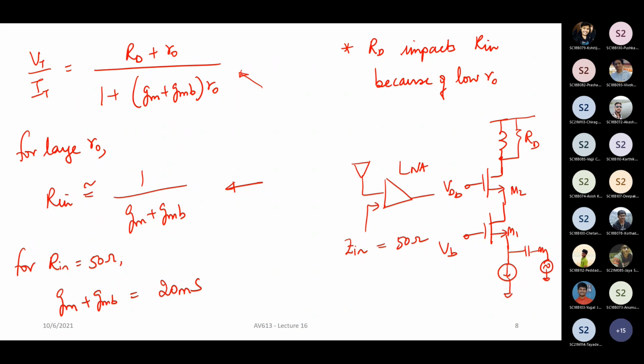Nevertheless, whichever way you look at it, you can mathematically also prove it by drawing the small signal equivalent circuit and then deriving the input impedance. You will see that it can be very well approximated to 1 by GM plus GMB. But you're right that if you don't have this M2, then you end up with this top expression, which is what they would have explained if you read the Razavi RF microelectronics book.